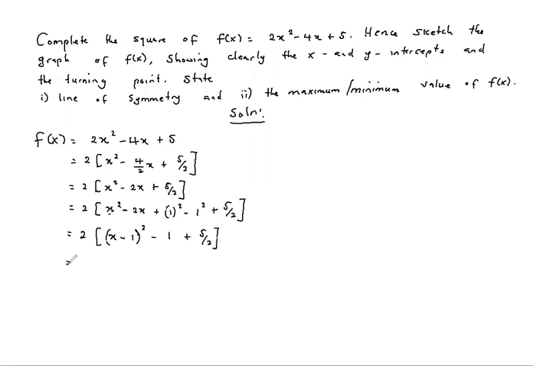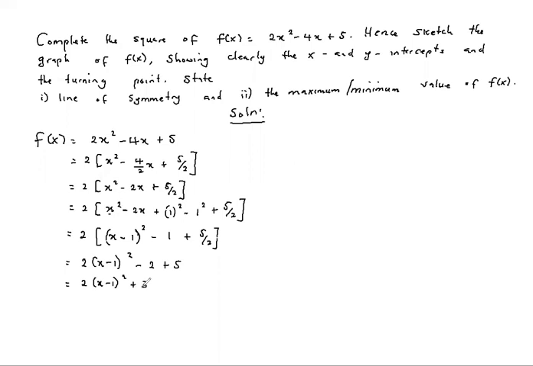So we can expand now. So we have 2 times x minus 1 squared minus 2 plus 5. This is the same as 2 times x minus 1 squared plus 3.